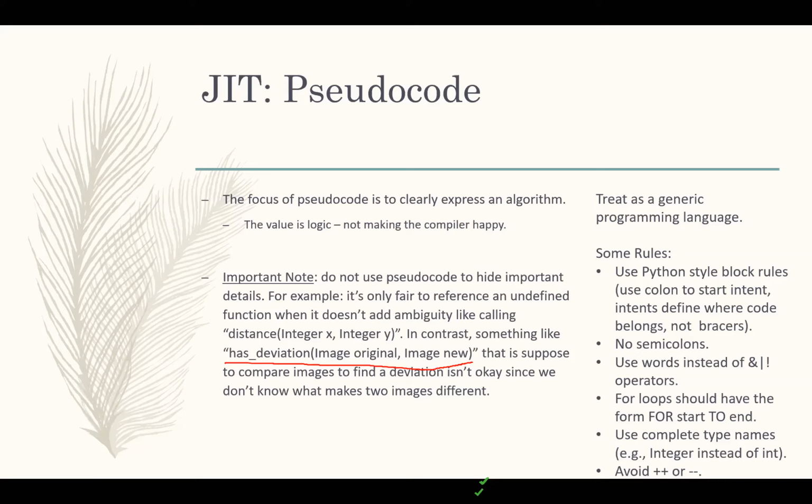Use block indent. Rather than semicolons, which can be confusing, just use your indent to show different blocks of code. No semicolons. Use words instead of and, or, and not. Use loops in a more generic form, for start to end. Use complete type names, avoid plus, avoid minus. Just try to make your code a little bit clearer. These are the rules I would ask you to follow. Other than that, it's a little bit open-ended.